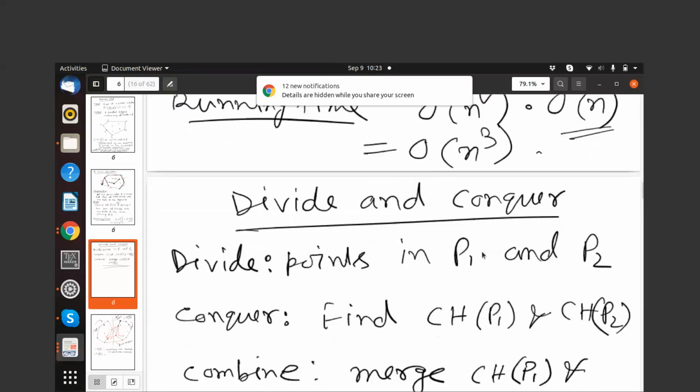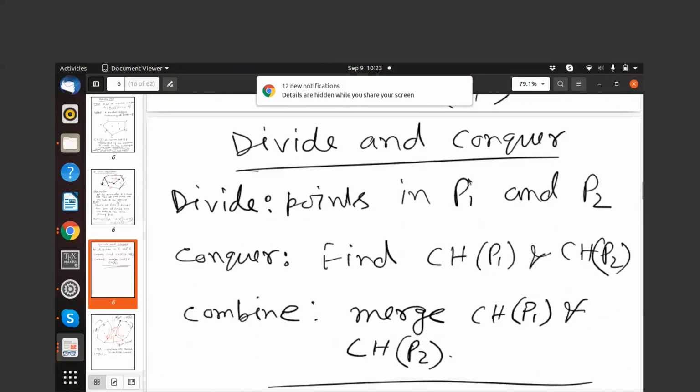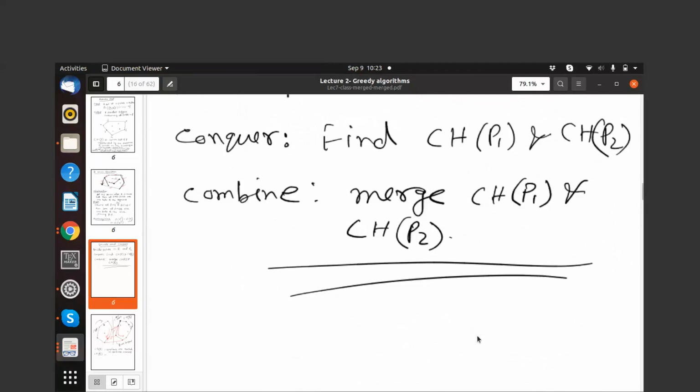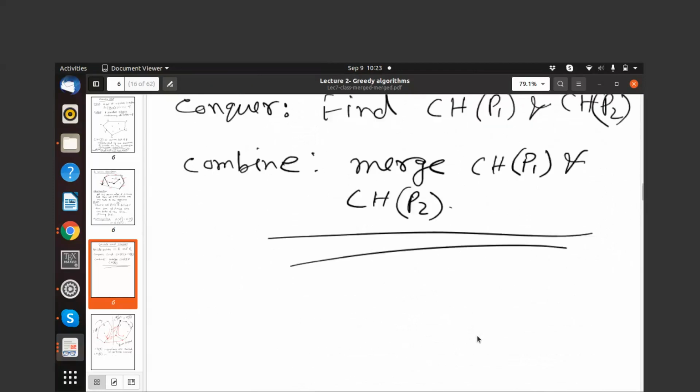So how do we divide? We divide the points into two roughly equal size sets. Let's call these sets P1 and P2. Then in the conquer step, we find the convex hull made by P1, the convex hull made by P2, and then we need to combine these. Right? We want to merge these two convex hulls. Okay. That is the simple strategy which we have.